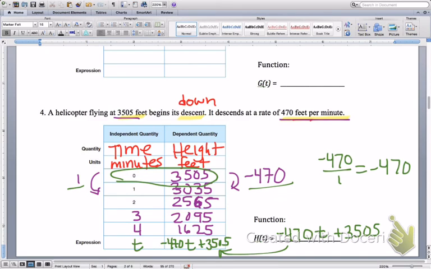So these are just examples of how to translate from a word problem to a table to a function. So you can also be asked to graph these, and then you have to set up your graph. Same idea as last week. So go ahead and get started on your practice pages, and good luck.